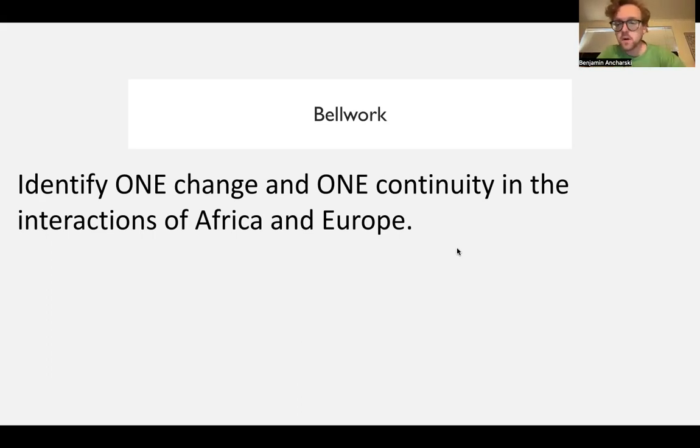So today we're going to look at our first more concrete example of European colony building during the age of new imperialism. We're going to take a look at India today.